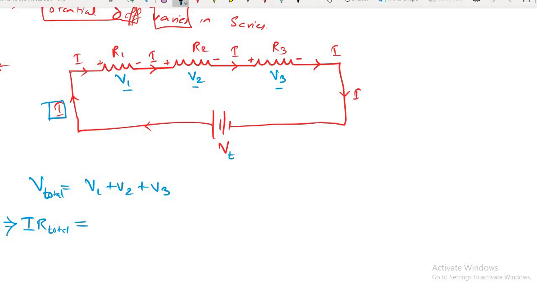Everybody, respond me back. Yes, sir. What for V1? We can write down as I into R1, plus V2, I into R2, plus V3, I into R3. Clear?